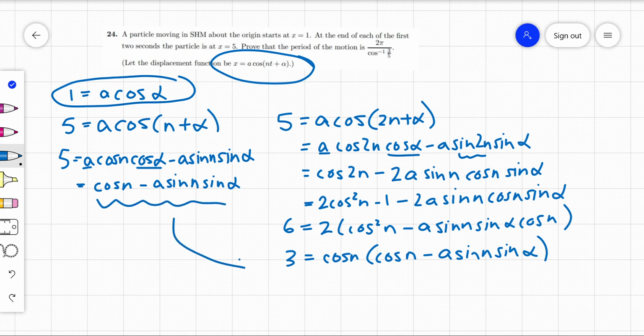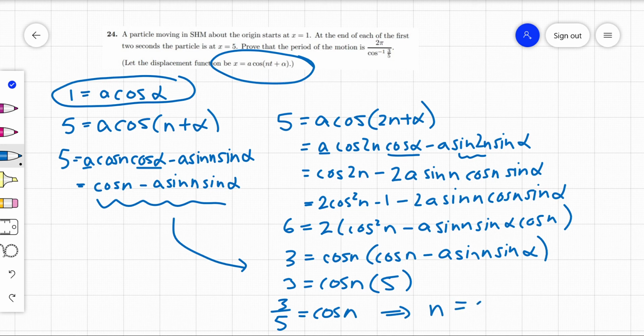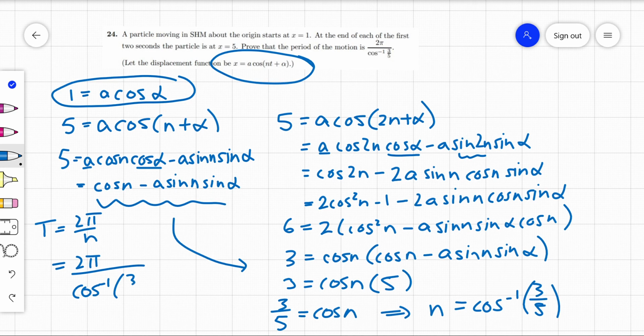So if we go and sub that down here, we're going to get 3 equals cos n times 5. So divide by 5 and I get 3 on 5 is cos n, or running out of room, n equals inverse cos of 3/5. Now, the question was prove the period of motion. The period of motion, remember, is 2 pi on n. So that will be 2 pi on inverse cos 3/5, where n is inverse cos 3/5. And that's what we had to prove.